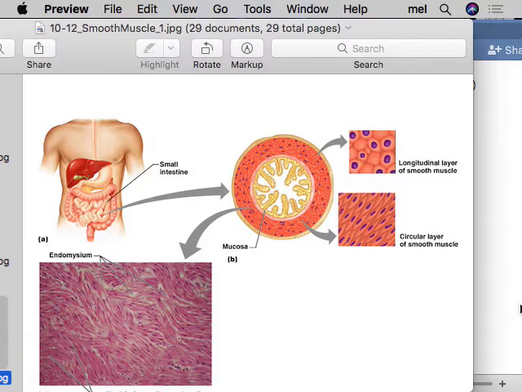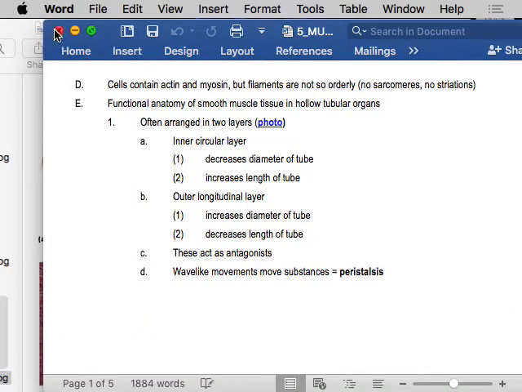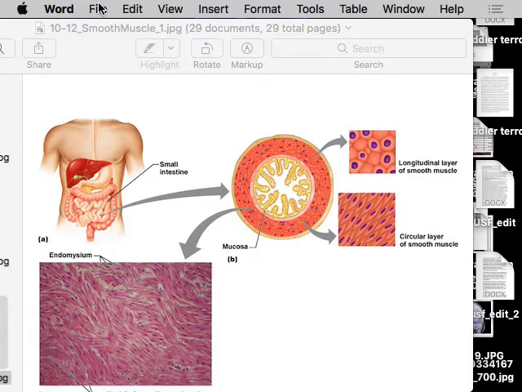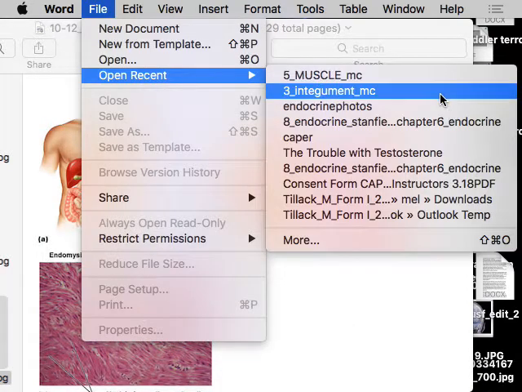Okay, so that's called peristalsis or peristaltic contraction, and that's the end of muscles. So now we are ready to do skin.